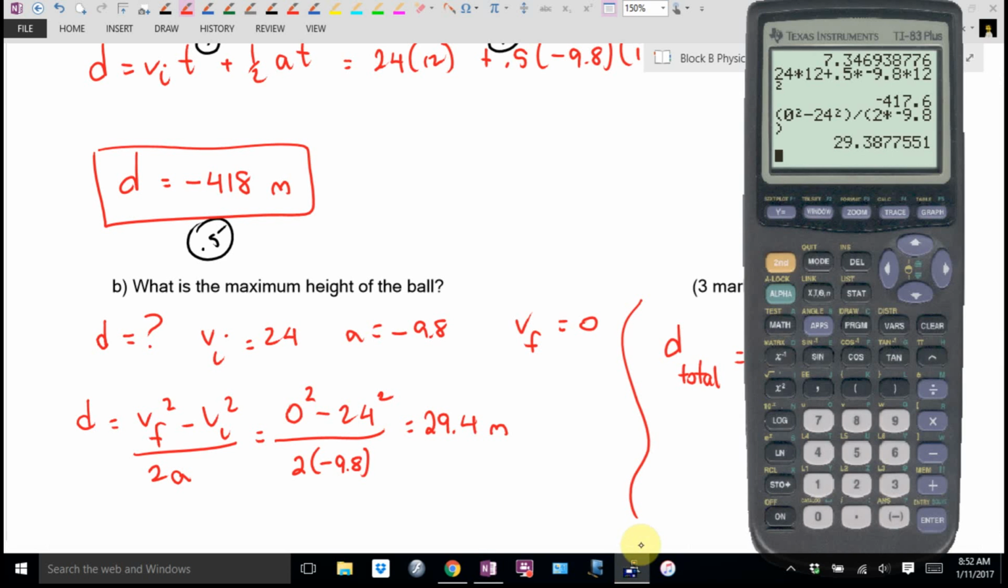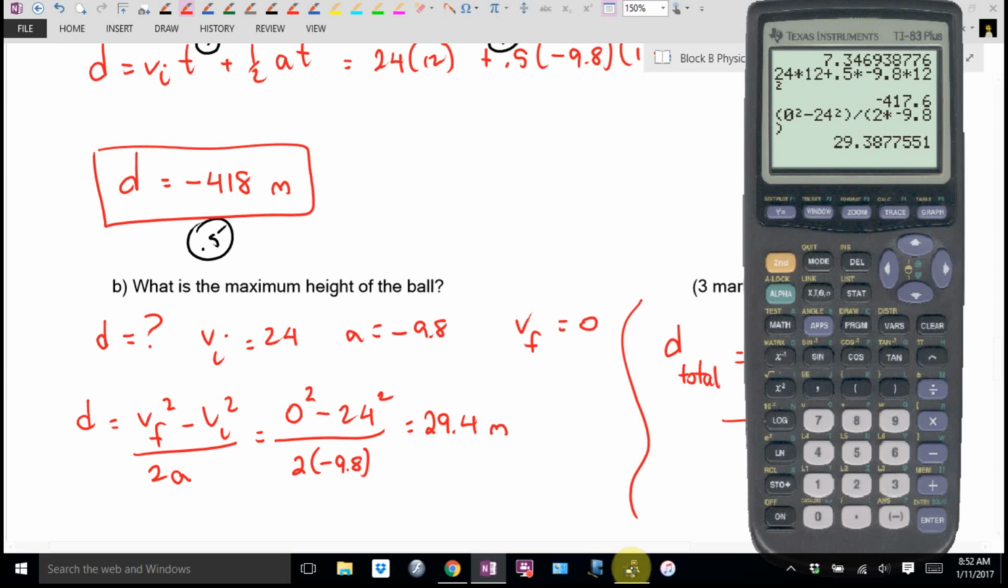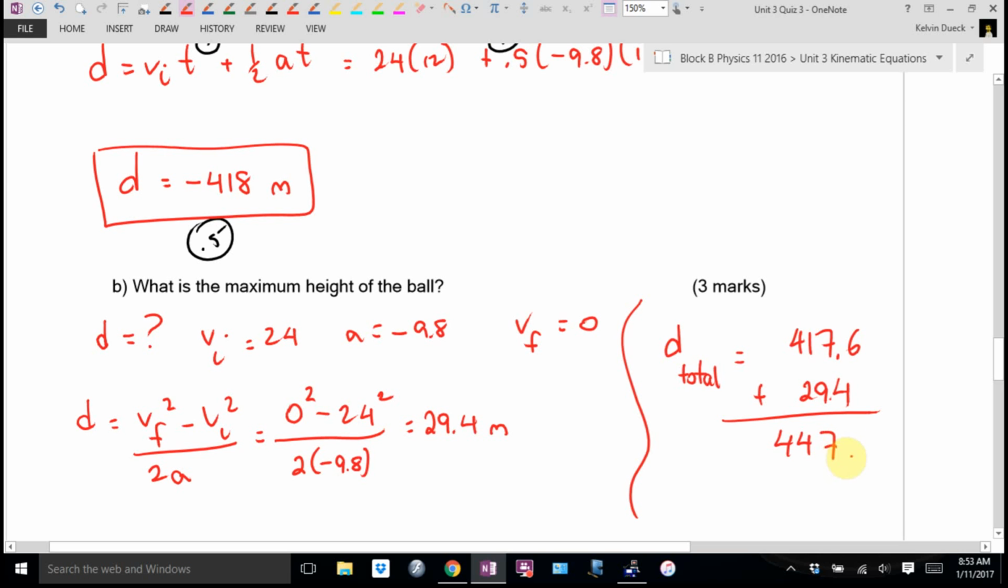What was it, 417.6 plus, you know what, here I won't call it negative anymore because now it's a height, 29.4. 29.4 plus 417.6 is 447. That gets you 3 marks. So I would go like this: 1 mark for that, half mark for the numbers, half mark if you stopped at 29.4, and then 1 mark for adding the 417.6 to it.